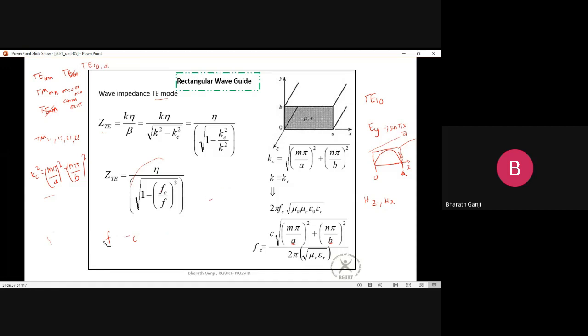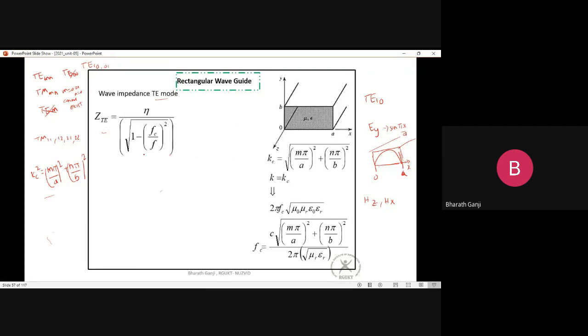So if I'm operating above the cutoff frequency, then only the wave can propagate, and above that frequency I can say that the wave impedance is greater than the intrinsic impedance we have. And say, for example, particularly I want to calculate the TE10 mode. If I want to calculate the wave impedance, we know the cutoff frequency is nothing but c by 2a square root of mu r epsilon r, and our kc is nothing but pi by a.